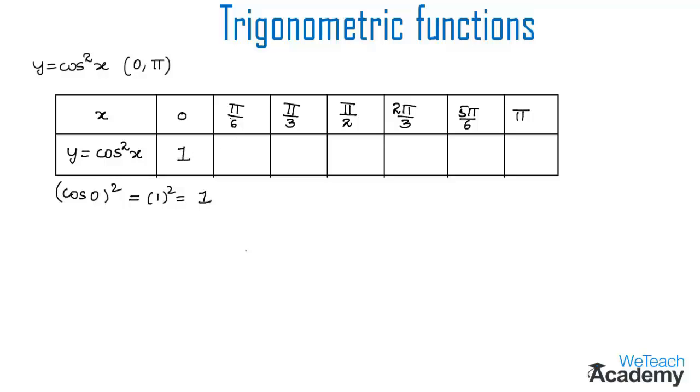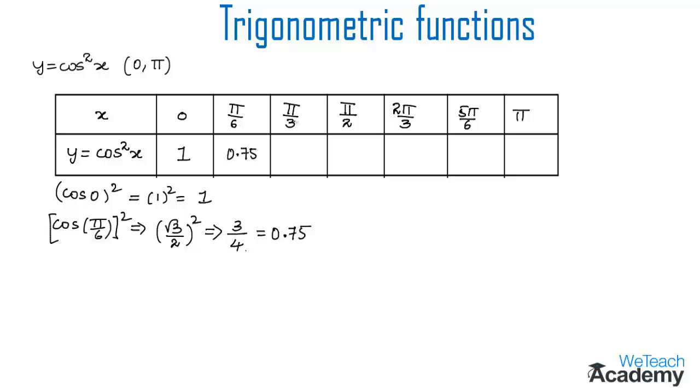And then the next radian is pi by 6. By substituting pi by 6 in the equation, we get cos pi by 6 whole square. The value for cos pi by 6 is root 3 by 2. So we get root 3 by 2 whole square. Root 3 square is 3, and 2 square is 4. So here we get 3 by 4, which is approximately equal to 0.75.